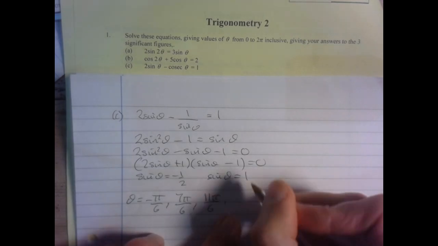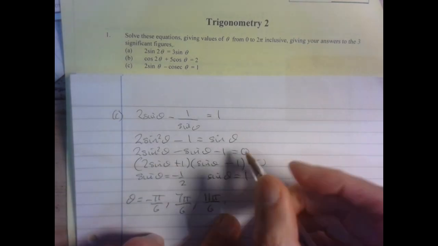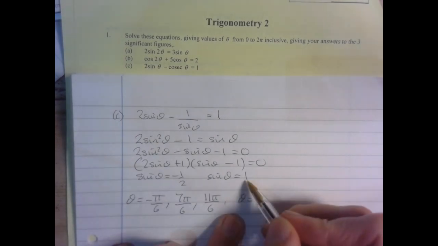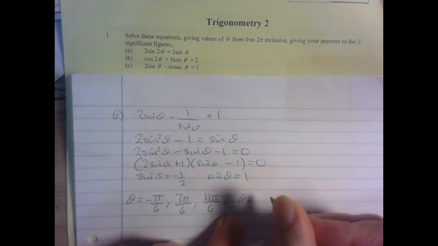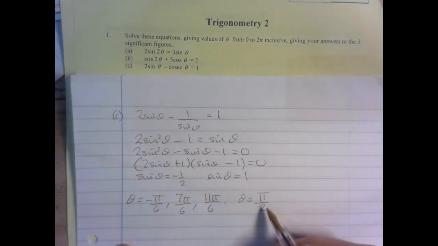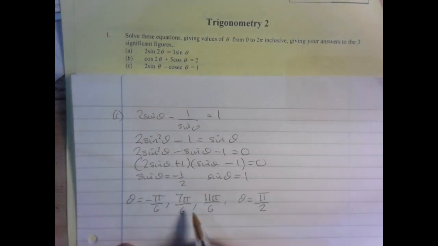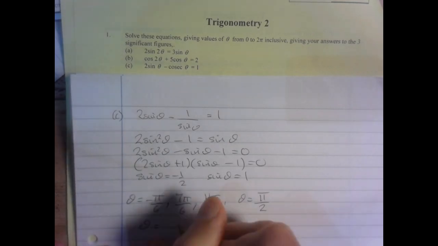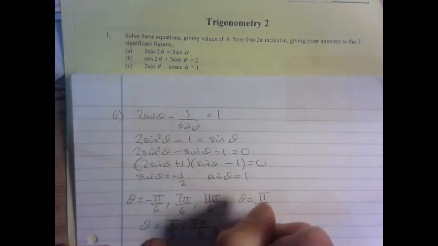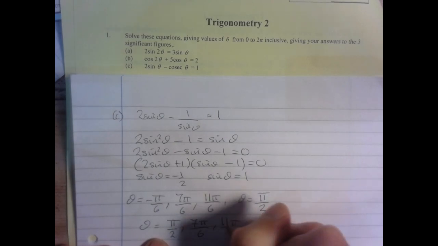Now solving for sine theta equals 1. For sine theta equals 1, I'm just going to get one solution in the region 0 to 2 pi, which is 90 degrees, or pi by 2. So my 3 solutions are theta equals pi by 2, 7 pi over 6, 11 pi over 6.